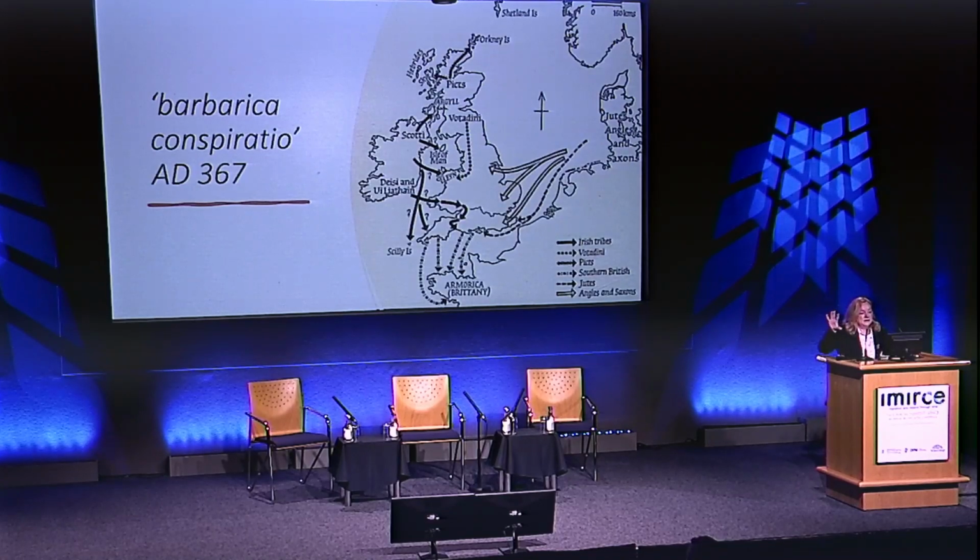So we know for this period in time, this is the Barbarica Conspiratio, as it's known from the classical histories, a point at which we're told some sort of pact breaks down between the Romans who are in Roman Britain and the rest of Ireland and Scotland and Wales. We know that people were on the move. We know that people were moving. We know the Goths and the Huns were coming into Europe. We know that the Votadini in Scotland were moving down into what was Roman Britain.